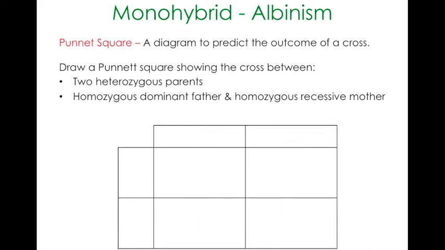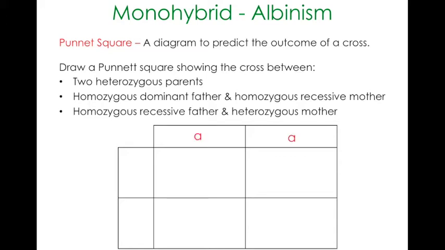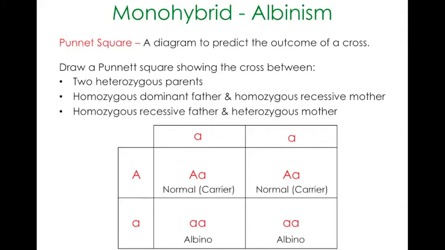Third example, looking at a homozygous recessive father and a heterozygous mother, yeah? There is the homozygous recessive father who is also an albino, and then a capital A, lowercase a, mother who is a carrier. And from that, you can see two of them, capital A, lowercase a, and the other two, lowercase a, resulting in two normal outcomes and then two albino outcomes there. Okay, 50-50 chance of producing an individual with albinism.